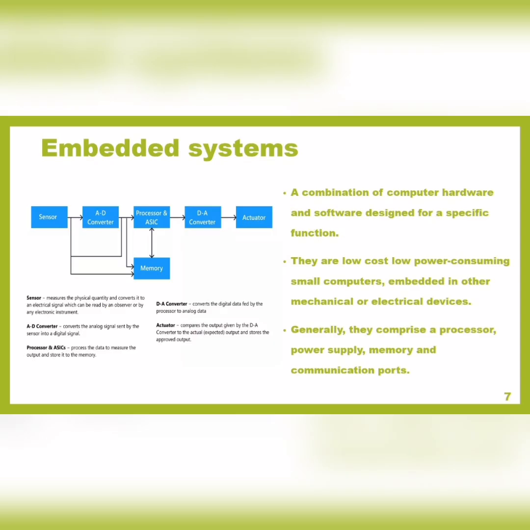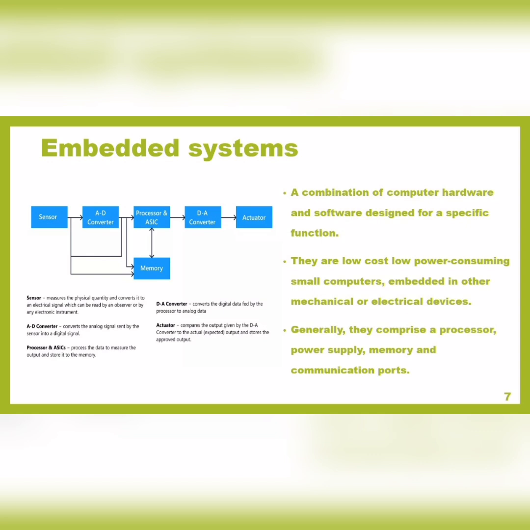Next topic, embedded systems. Embedded system is defined as a combination of computer hardware and software designed for a specific function. They are low cost, low power consuming small computers embedded in other mechanical or electrical devices. Generally, embedded systems comprise a processor, power supply, memory, and communication ports. Here, the picture represents the basic architecture of embedded system.